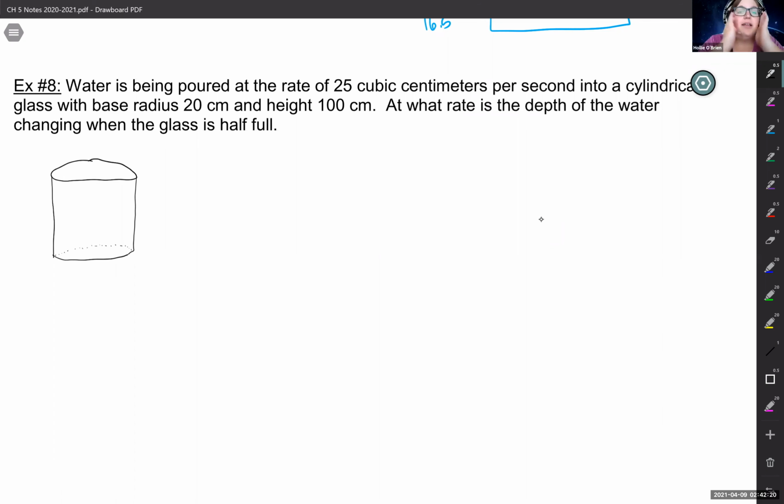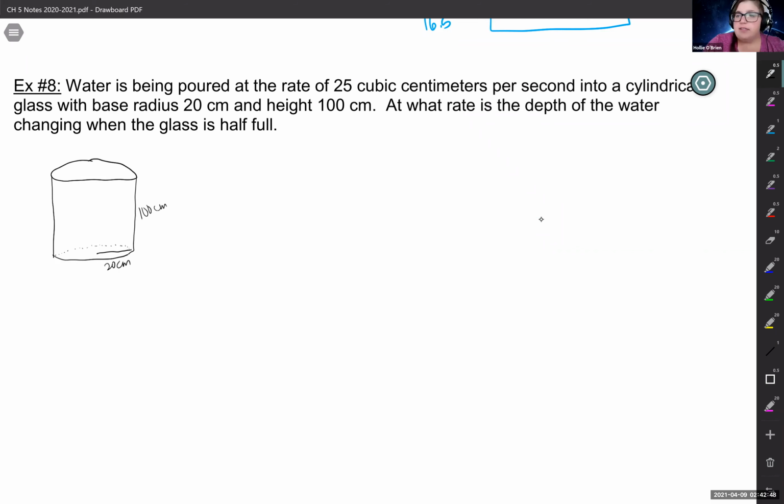Water is being poured at a rate. Okay, this is a cylinder glass. Perfect. Base radius of 20 centimeters. So this guy, 20 centimeters. Height of 100 centimeters. Wow, that's huge. It's a whole meter tall. Okay. At what rate is the depth of water changing when the glass is half full?